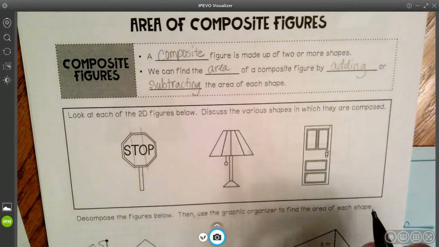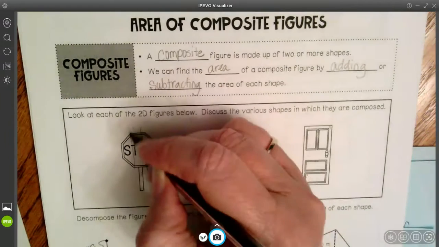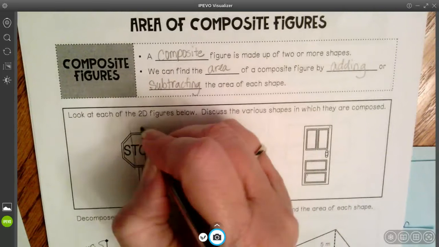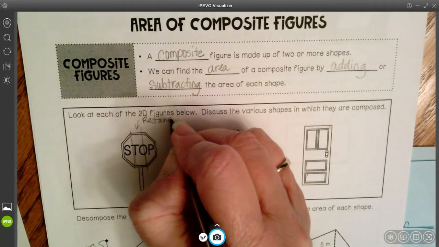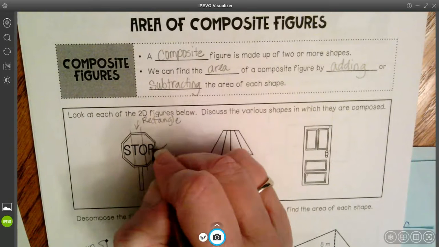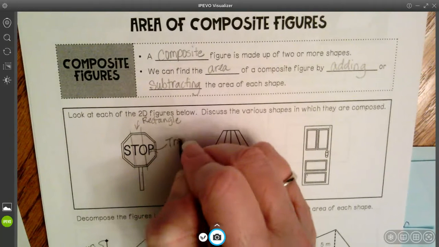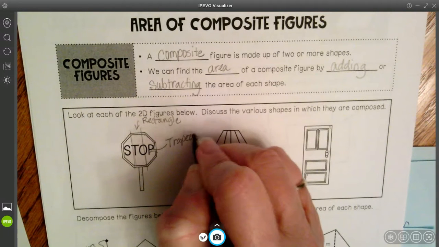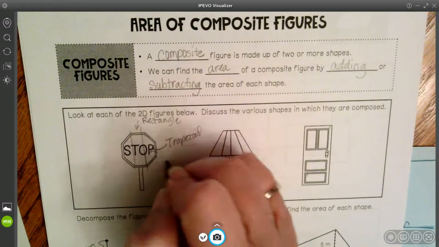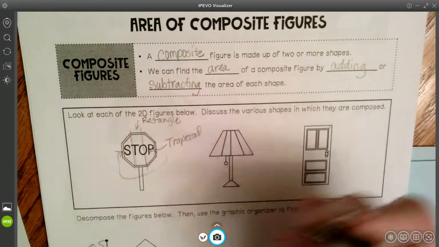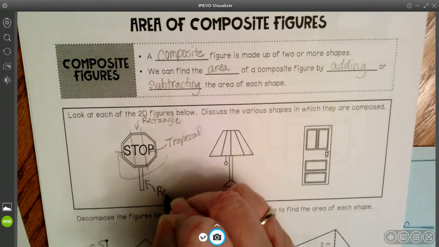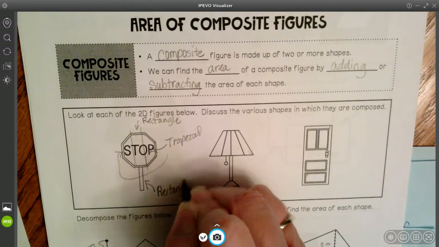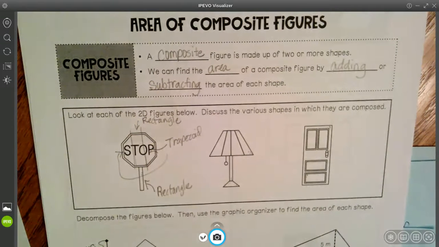are composed of. First of all, the stop sign, we can separate it here. We have a rectangle and two trapezoids. A trapezoid there and a trapezoid here. And then we also have a rectangle down here. So when you look at a shape, you just got to think about what it is.